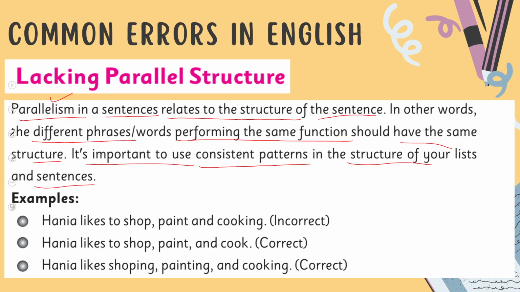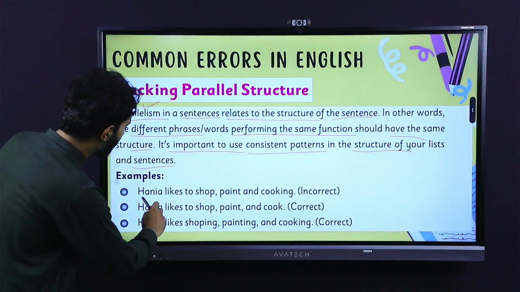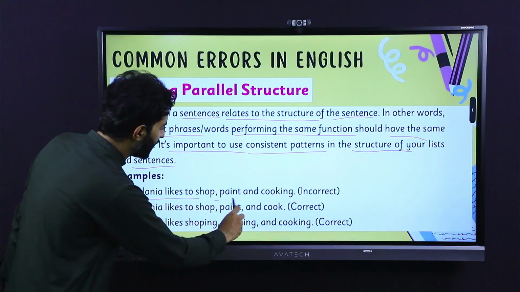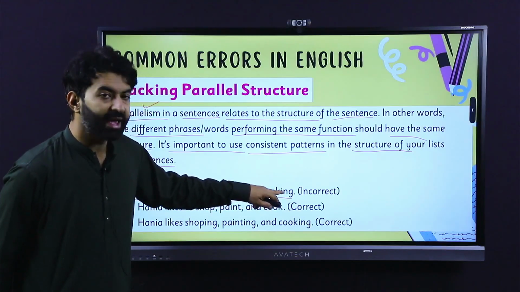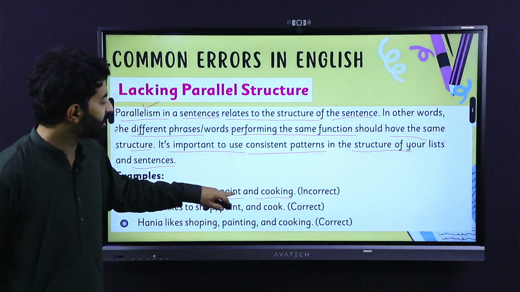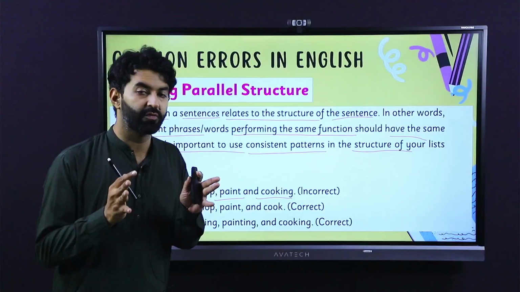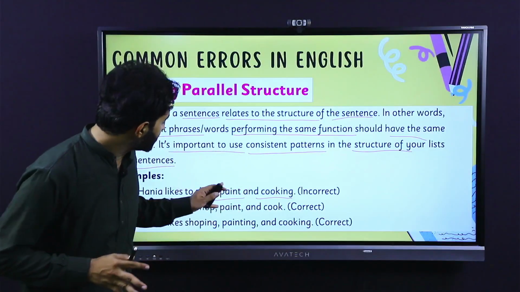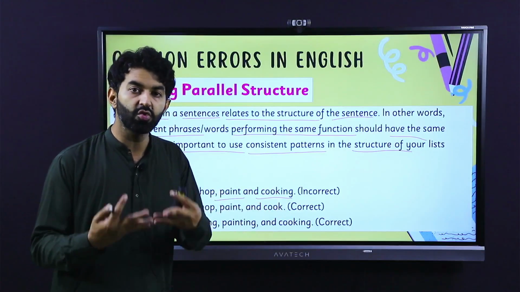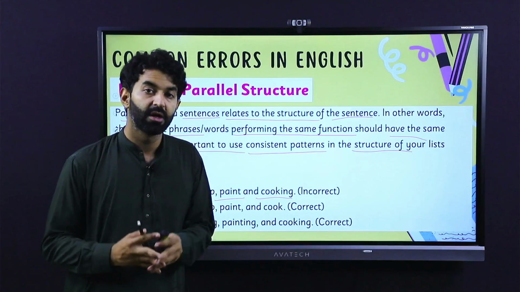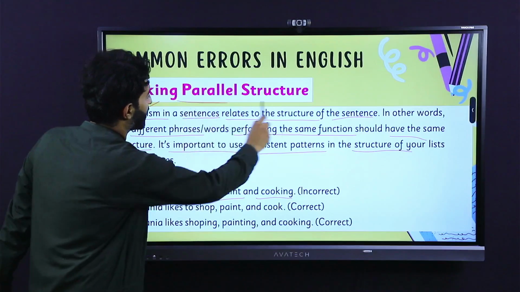You can see with this example over here, which is marked incorrect. Why? Because it says Hania likes to shop, paint, and cooking. Now, why are we using ing with cooking when we are not using it with painting and shopping? This means that there is something wrong with the structure. All these things are in the parallel form, but the last one is breaking the rule. It's breaking the structure. This way we can say that this sentence is lacking our parallel structure.